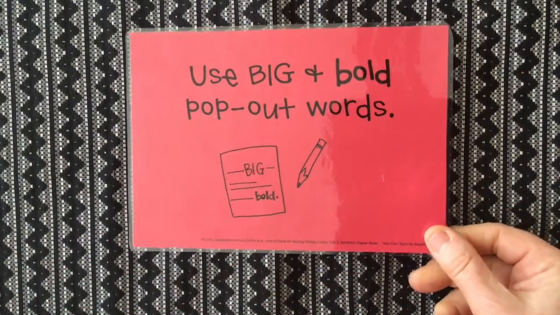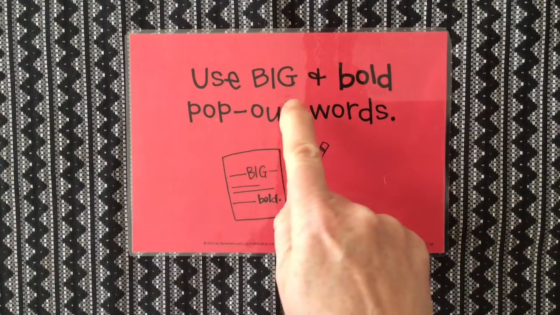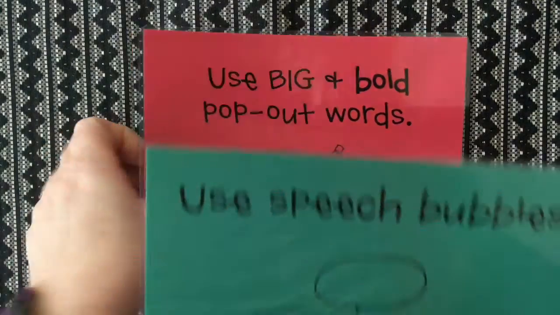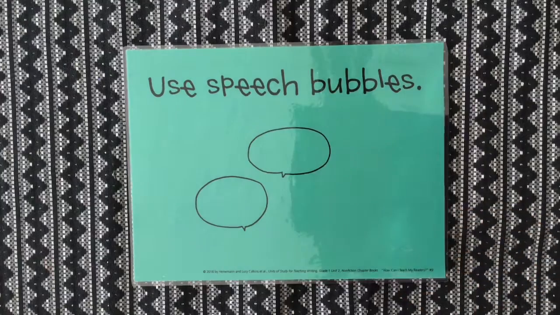We've been working on finishing up our teaching books. Today, I want to teach you about two other fun things you could have in your teaching book. One is to use big and bold pop-out words to give keywords and other important fun words some oomph. And also, you can use speech bubbles.